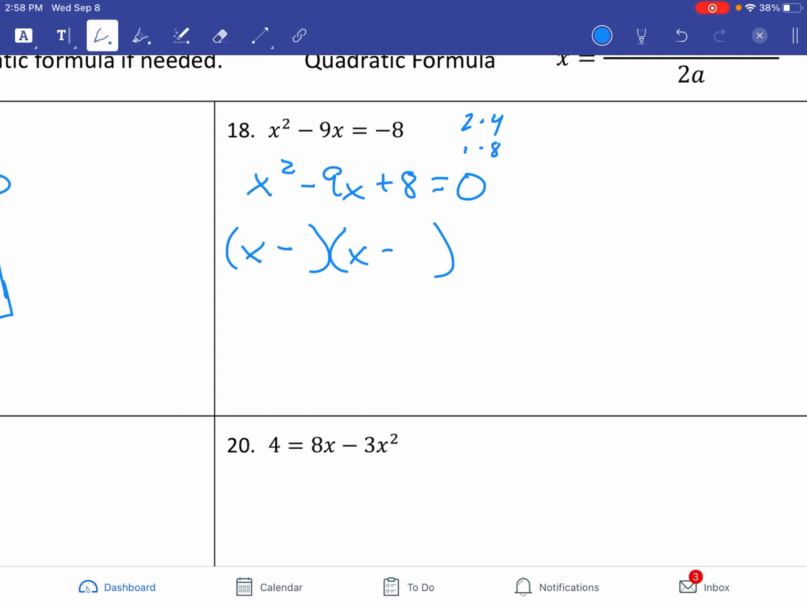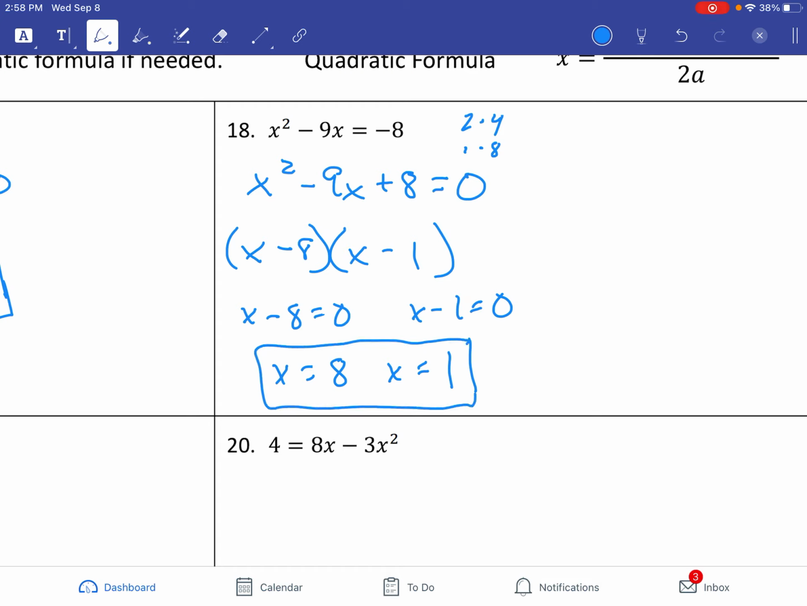Since the two signs in my parentheses are the same, I'm going to add, and 1 plus 8 gives me 9. So the numbers go largest to smallest. And now I factor the problem. Now I take my factors, set them both equal to 0, and solve. So x will equal positive 8, x will equal positive 1. That's it. I factored it, take my factors, set them equal to 0, and solve.